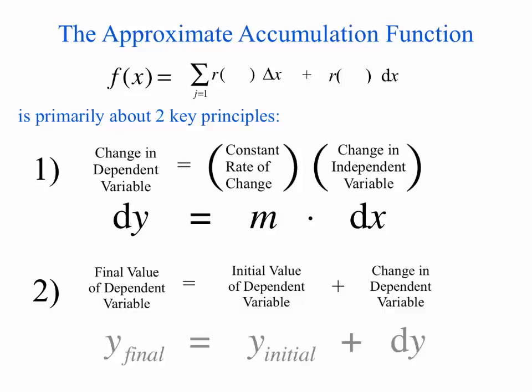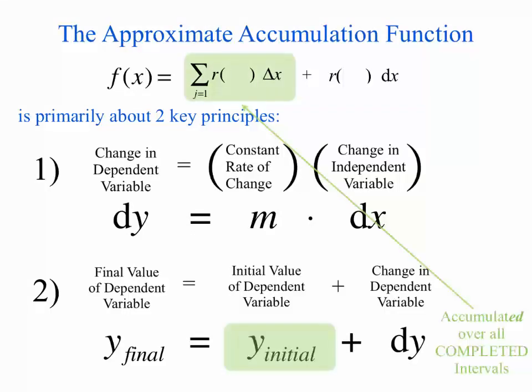So he's saying the initial value, okay, so here's the mathematical way to say that. Y final equals Y initial plus dy, right? And so he said the initial value is that whole summation there, right? This is what has been accumulated over all the completed intervals. And that's like when we come to the current interval, that is our Y initial, or our total accumulated amount, our starting Y.